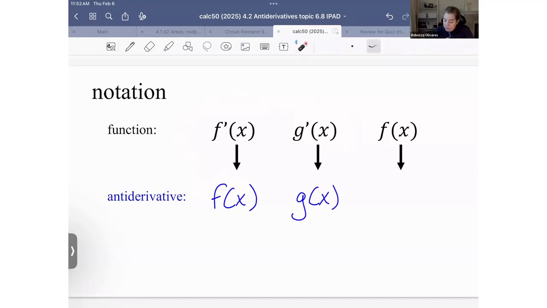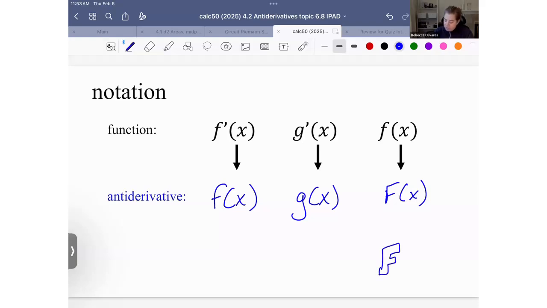But the challenge is, well, what if the function is called f of x and we're trying to move backwards to find the antiderivative? So what we do is we use a capital F of x. So if your original function is lowercase f of x, then your antiderivative would be capital F of x. And you might wonder, well, what if the original function was called capital F of x? What would its antiderivative be called? Well, usually you're not going to see that. And second of all, I guess you could do like a bubble letter F of x.